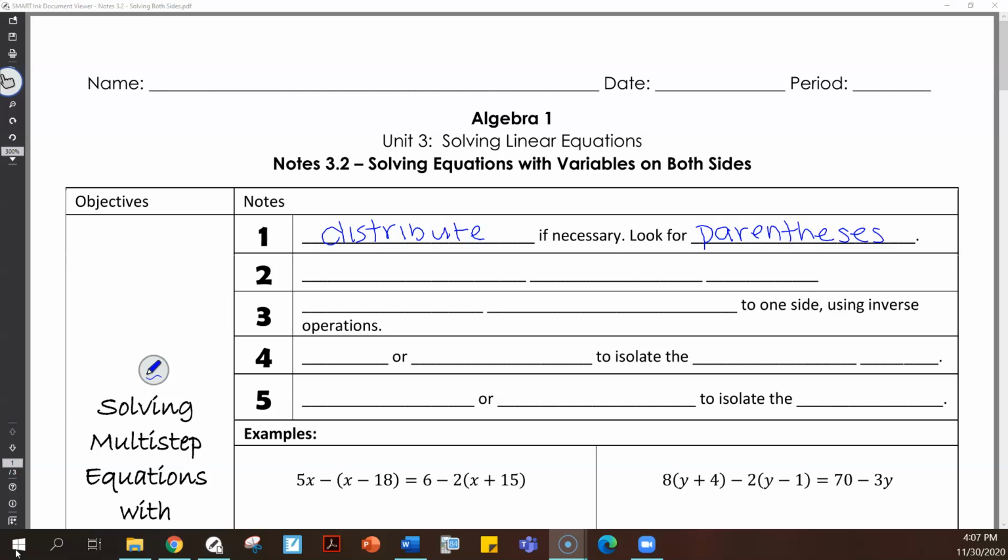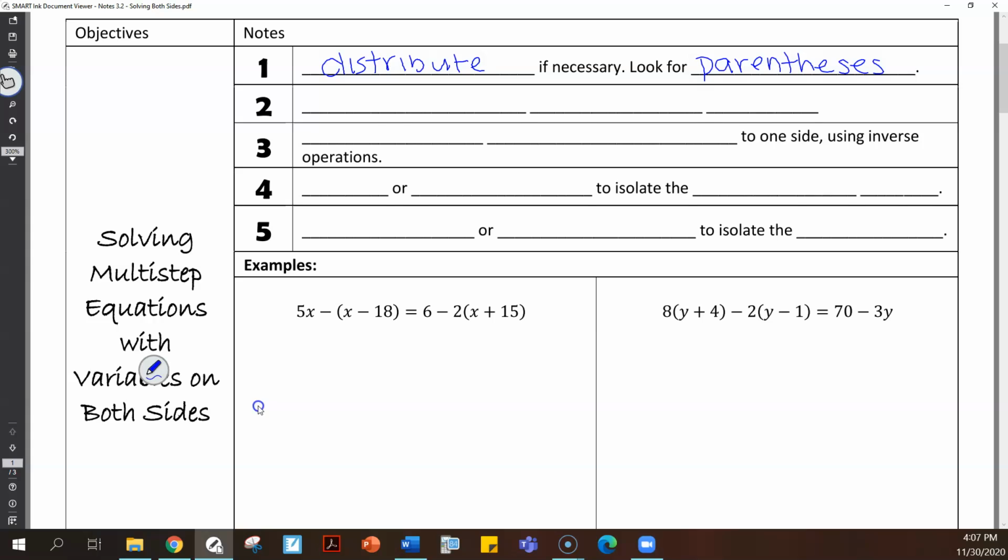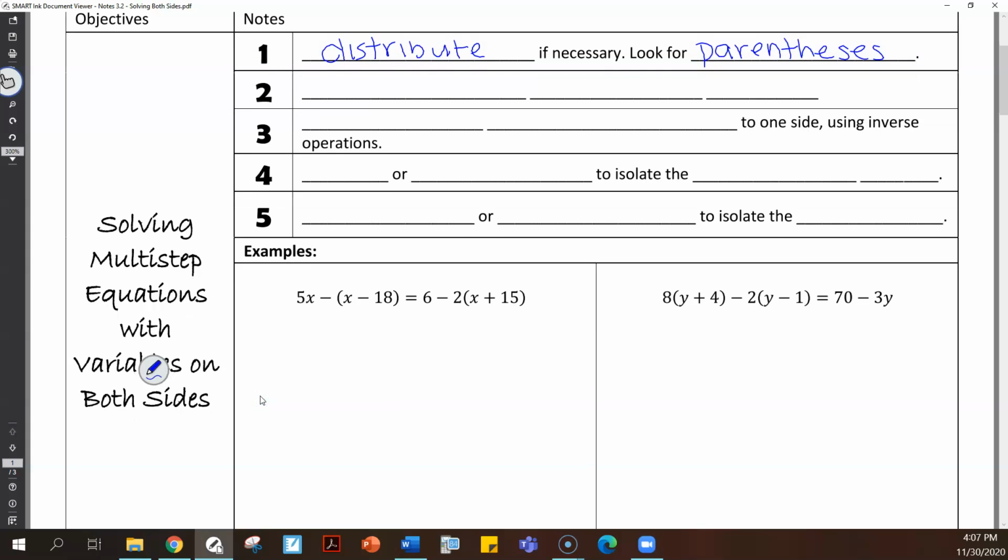Now, remember from last week and from talking about solving with variables only on one side, that if I don't have any parentheses, or if at any point I get to a step that I don't need to do, I can just simply skip over it. So if I'm looking at this first example, the first thing I want to do is distribute through those parentheses. Now, this one's a little tricky because the parentheses and the distributing happen in weird places.